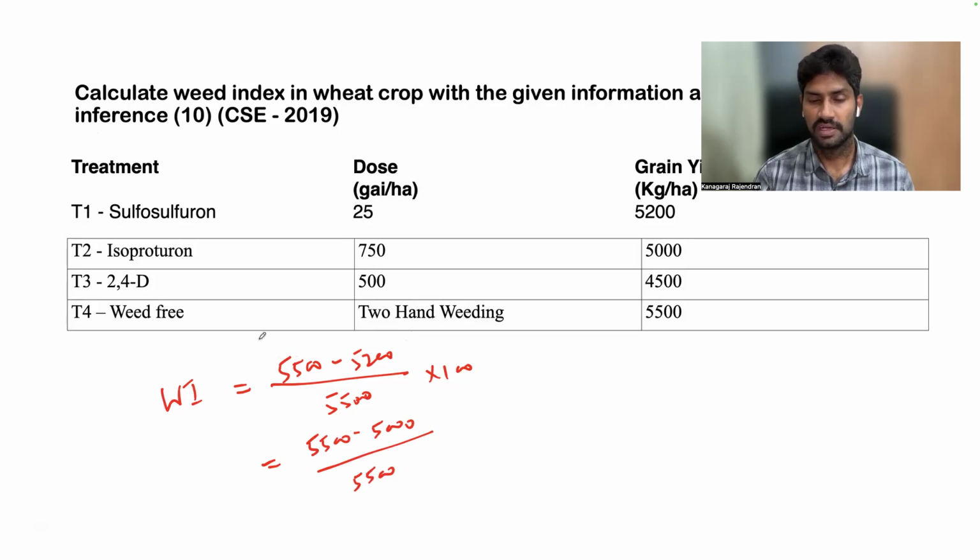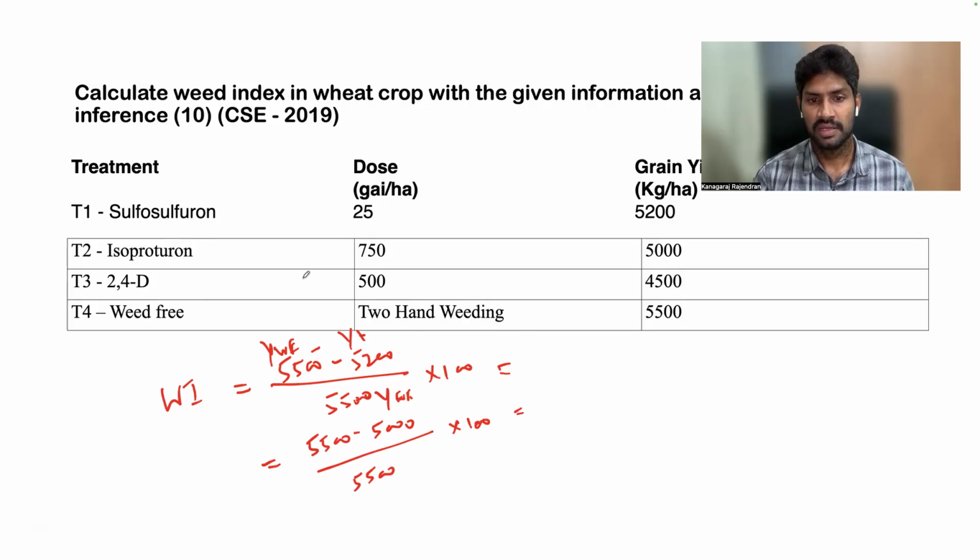So this is the weed-free condition. So yield under the weed-free condition minus yield after treatment. Here, yield under the weed-free condition. Okay. So you need to calculate for every herbicide, right? So after calculating this value, you'll get some percentage, right?